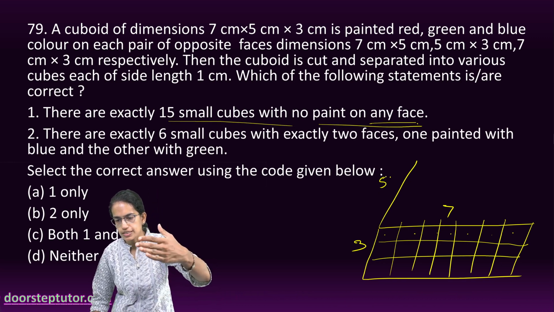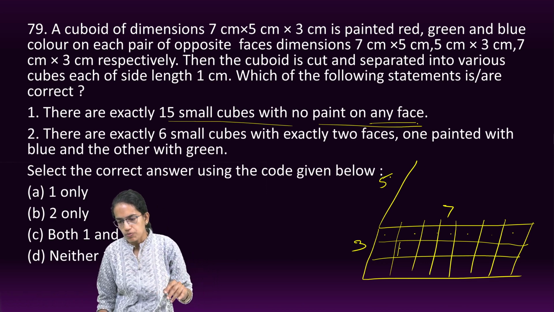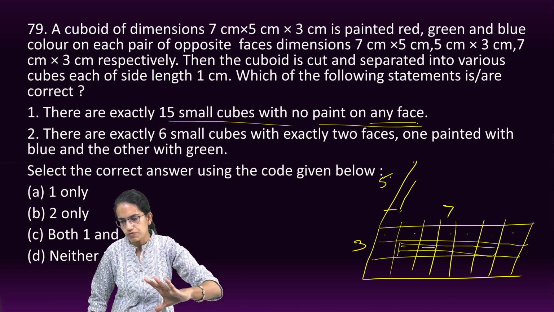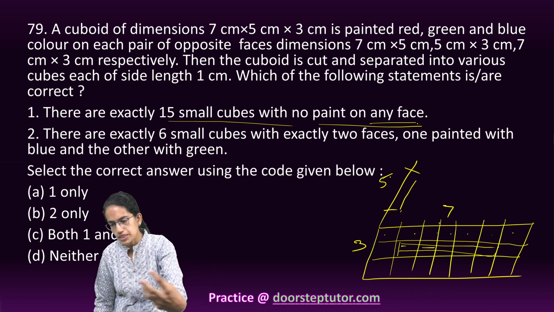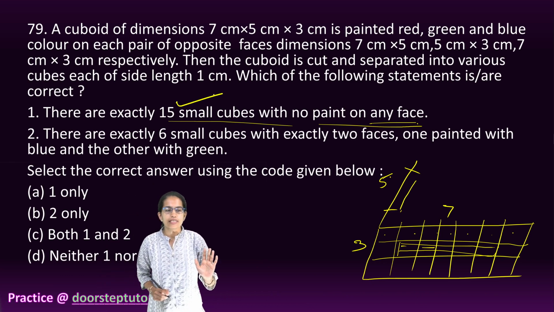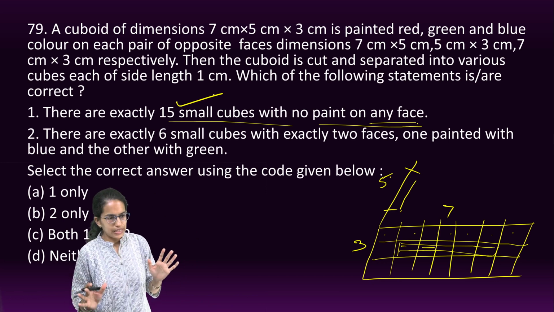So in depth it is 5. I remove the first layer, I remove the last layer. Now between these 5 cubes are left between the 3 layers. So this is 5. I remove the first, I remove the last. So between these 3 rows are left, and within the center of these 3 rows 15 cubes are there. So 1 is correct. There are 15 cubes which do not have paint on any side.